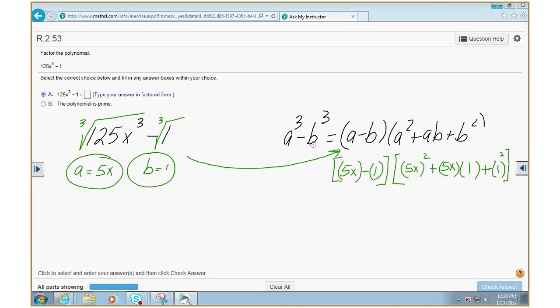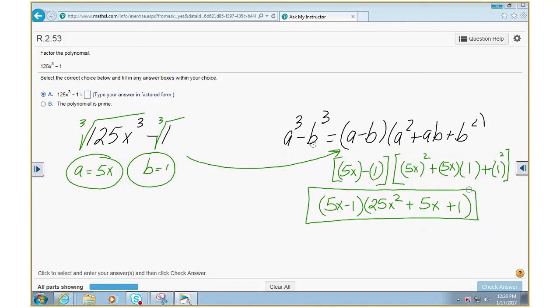So 5x minus 1. And what is this? 25x squared plus 5x plus 1. There you go. And that's how you do them.